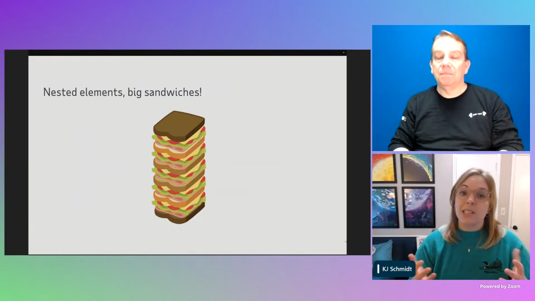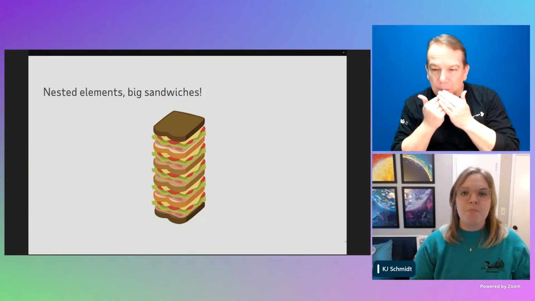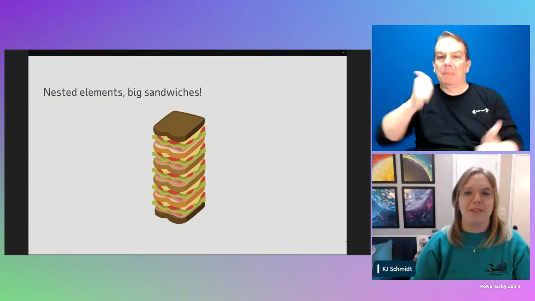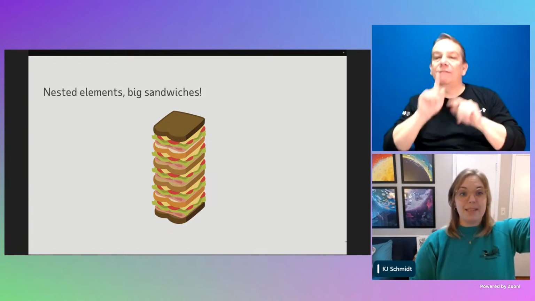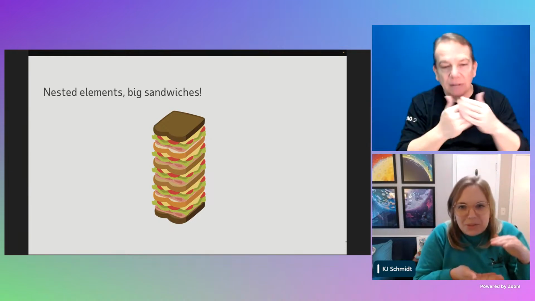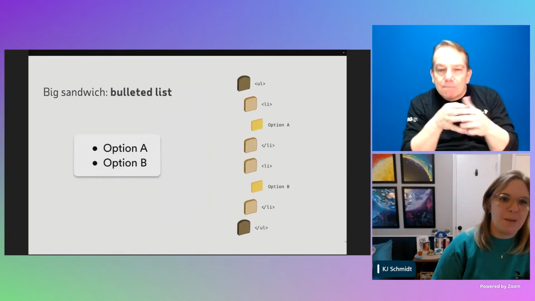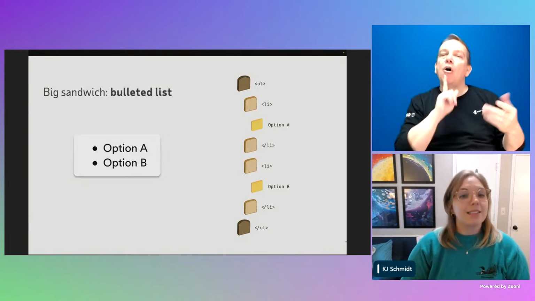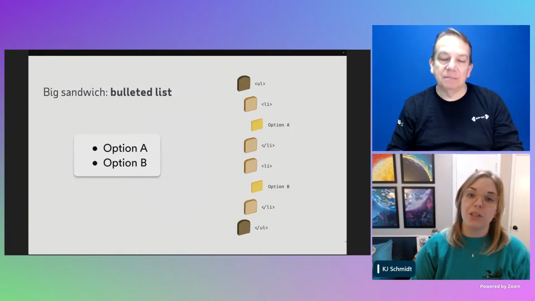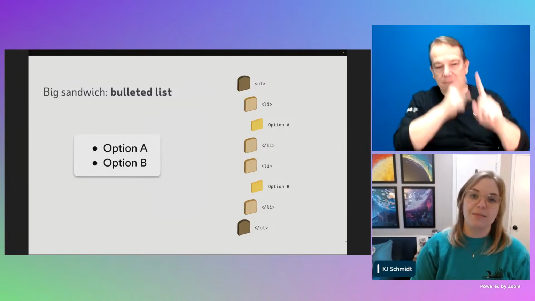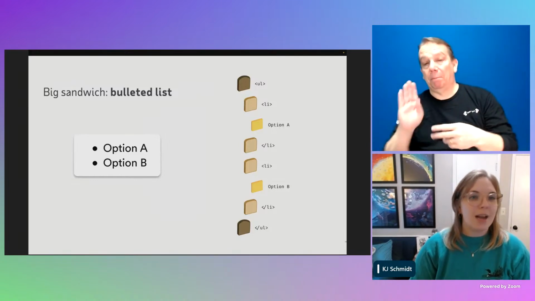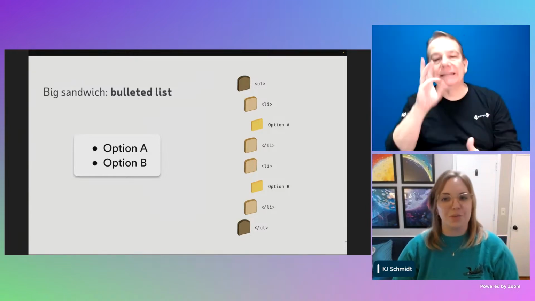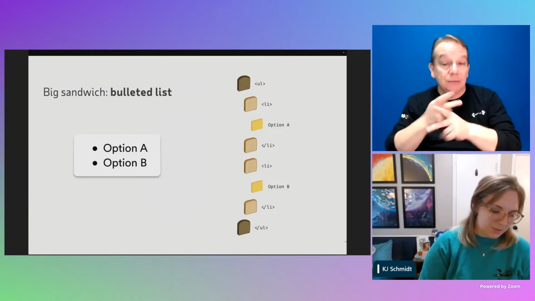And now some elements are small sandwiches, like our button was, but some elements are bigger and made by nesting other smaller elements inside of them. So you can think of this like making a big sandwich that has multiple smaller sandwiches inside of it. And bulleted lists are a good example of a big sandwich. Our example design here includes a bulleted list with 2 items in it, option A and option B. And on the right, I'm representing this list as a big sandwich made with 6 pieces of bread and 2 pieces of cheese. So let's break this sandwich down.